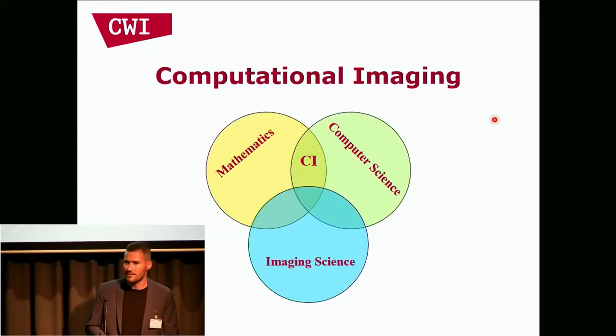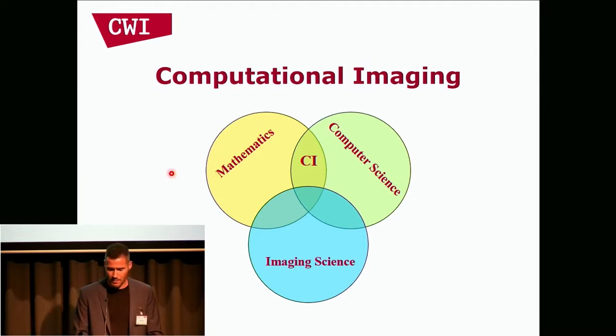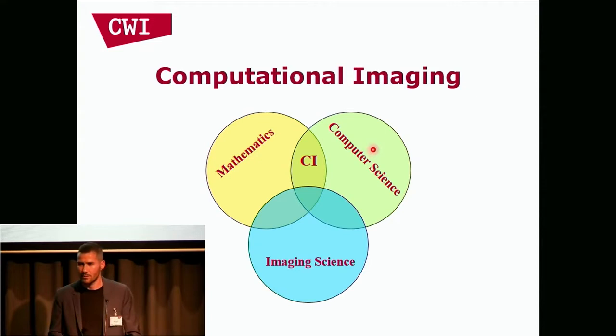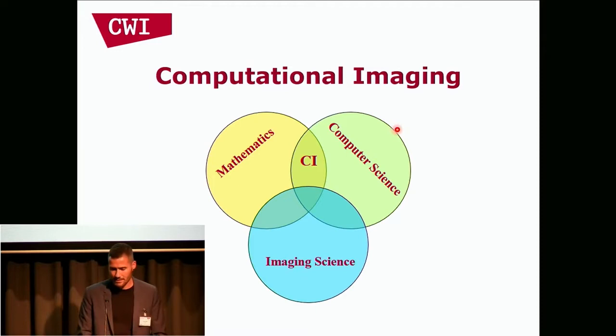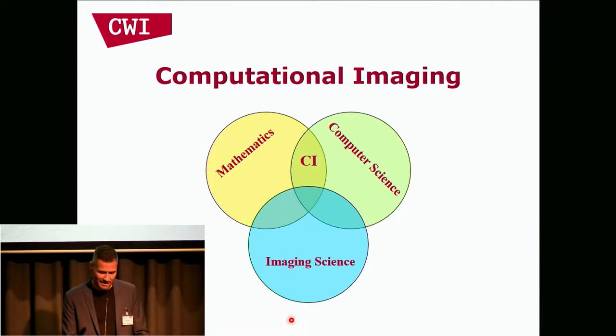It sits a bit on the boundary between mathematics and computer science. Mathematics provides us with the theoretical frameworks and the tools we need to develop algorithms. And computer science allows us to turn those algorithms into efficient computational code that can compute these images as fast as possible. Down here, you see imaging science. It's the bigger field, also involving physics and all the technology and the engineering of concrete machines, like, say, medical CT.